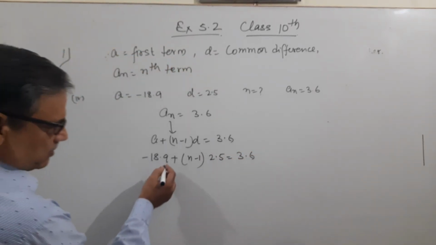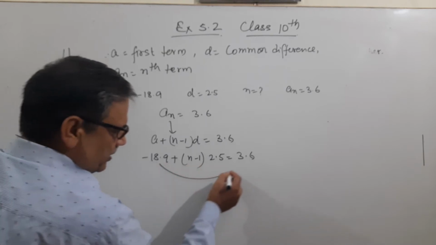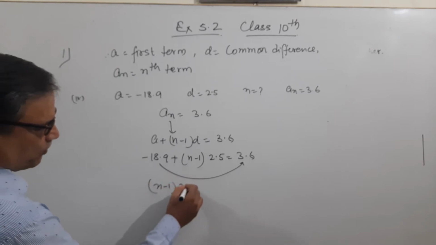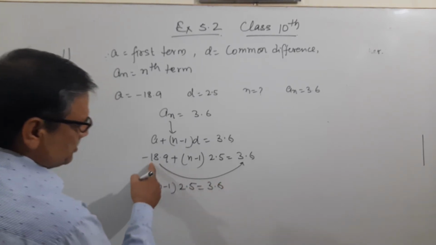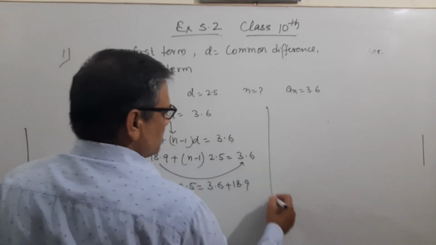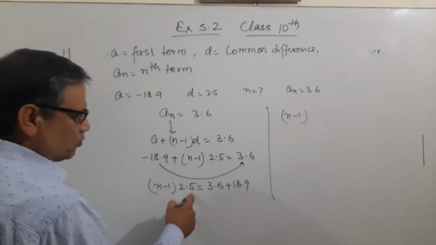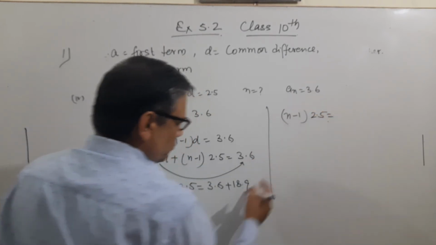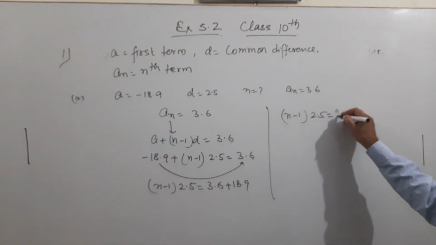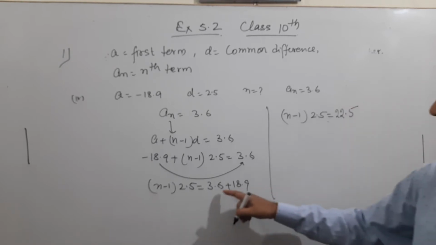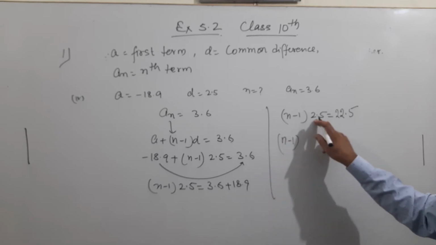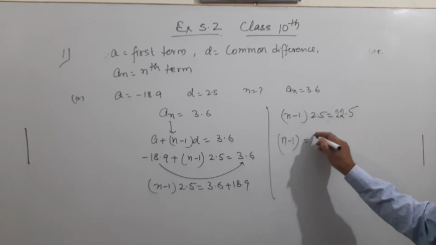First we will transfer. We will not open the bracket. This is negative and that will be positive toward the right side. N minus 1 into 2.5 is equal to 3.6, minus and that will be plus. After that, N minus 1 into 2.5 is equal to, we have to add together, that will be 22.5. Then N minus 1, here is multiply, toward the right side it will divide.